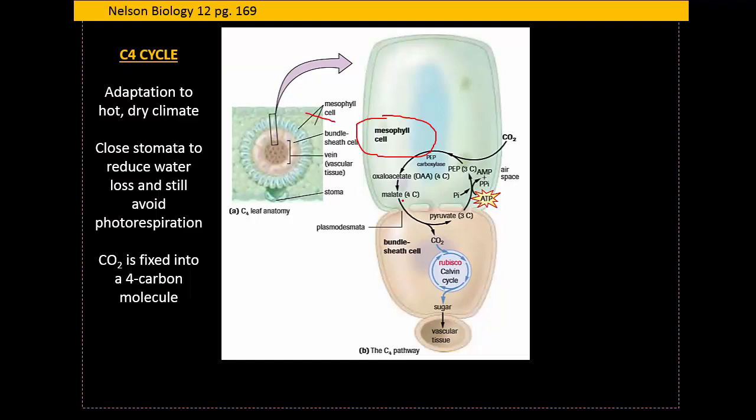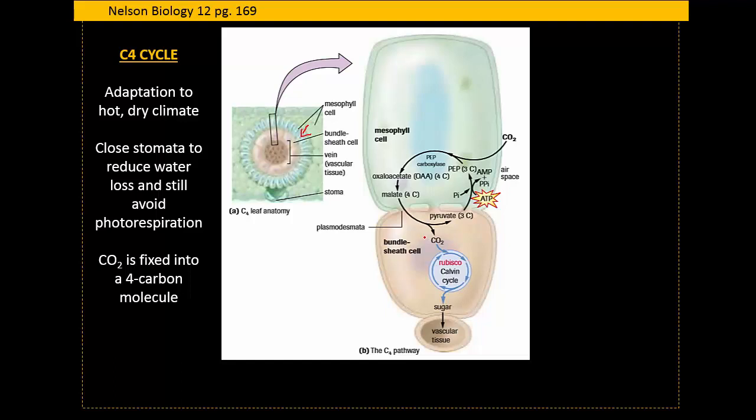Now, in class, we talked about this process, oxaloacetate, and we said the oxaloacetate then moves into the bundle sheath cells. And that came from a university textbook that omitted the malate. Well, in this textbook, we have the malate. In the Nelson textbook, it talks about the malate, so let's go with that. Oxaloacetate is converted into malate, and malate then moves from the mesophyll into the bundle sheath cells.